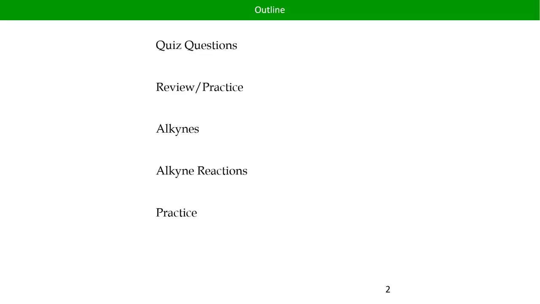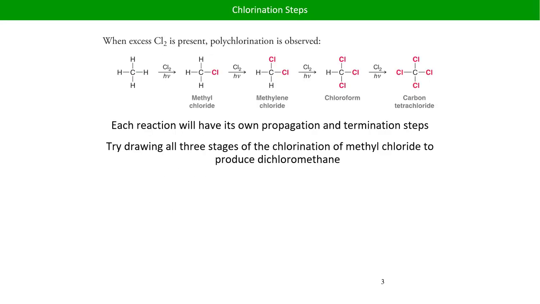So we'll start where we left off. Pick up where we left off, that's what the saying goes. And work through initiation, propagation, and termination for the second step in this process, for chlorination of methyl chloride. That's where we left. You had a chance to work on that, right? So yeah, I'll just start working through it.